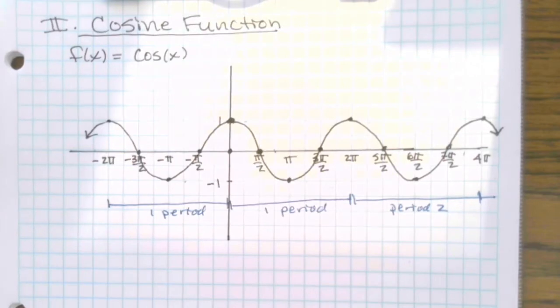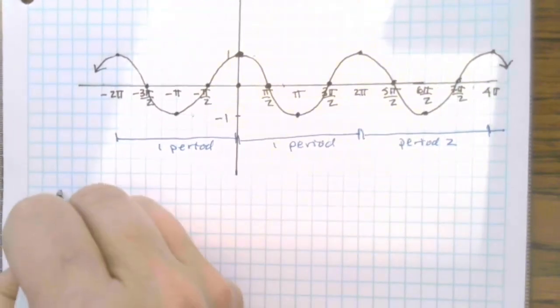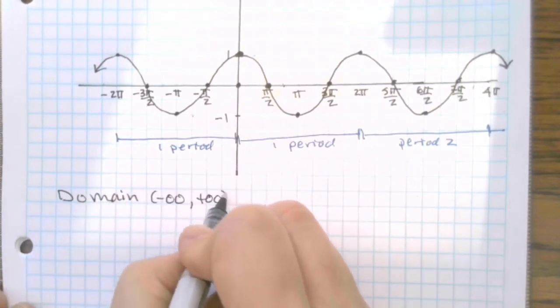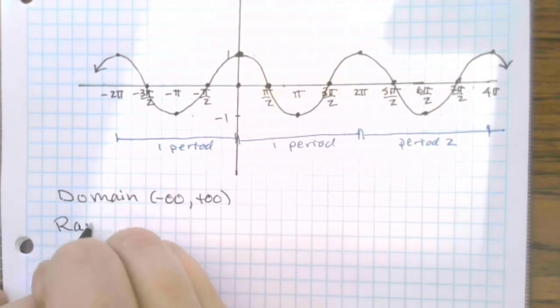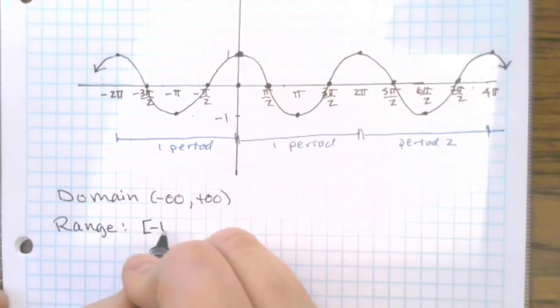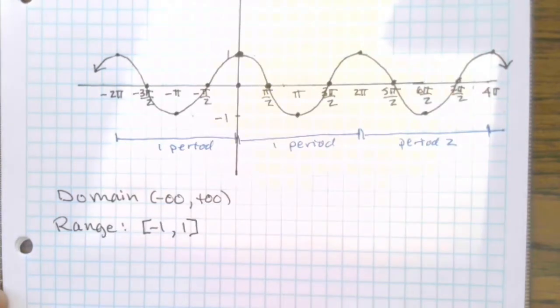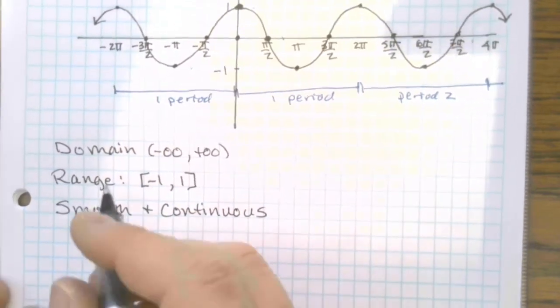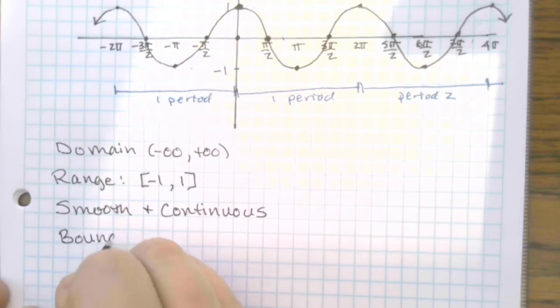Okay, let's go through our list now. Domain, negative infinity to positive infinity. Range is the same. We have negative 1s and positive 1s. So negative 1 to positive 1 inclusive. It is smooth and continuous. There are no holes, breaks, or gaps. It is bounded because it's bounded top and bottom. So we just say bounded.